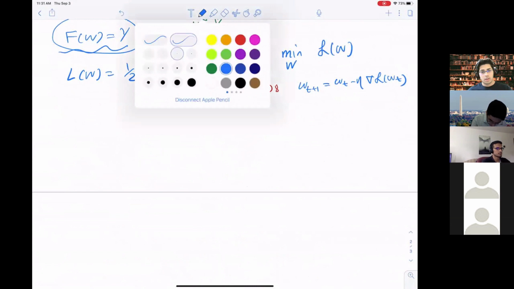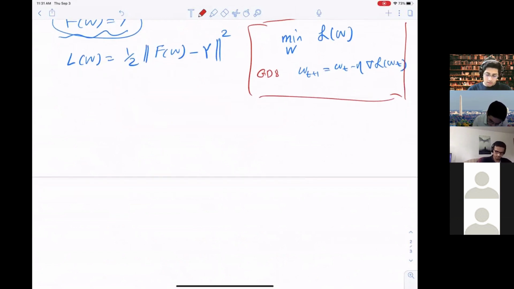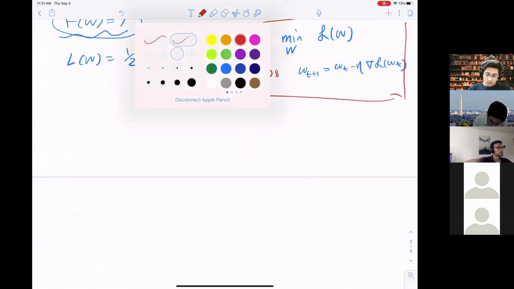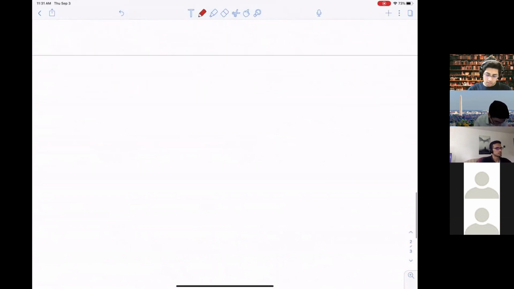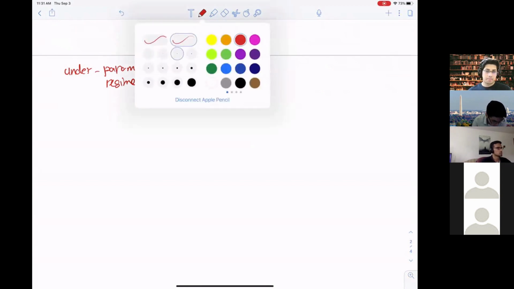All right, so this is the optimization problem that we have. Okay, so if we were in an under-parameterized regime, let me actually go to our next page. If we were in an under-parameterized regime, this is the case when we have fewer model parameters than samples. Right, so we have a lot of samples, few model parameters.